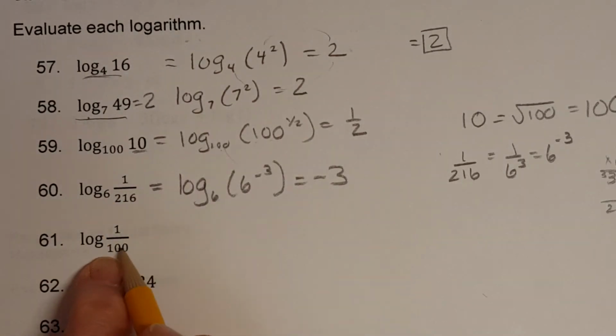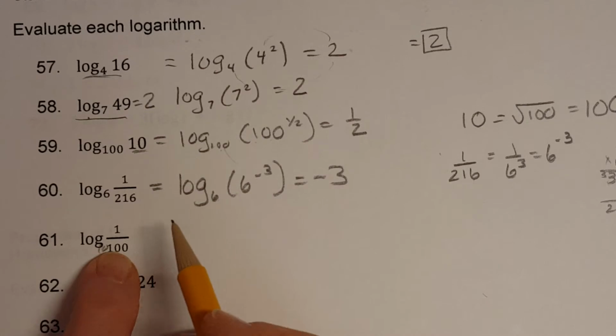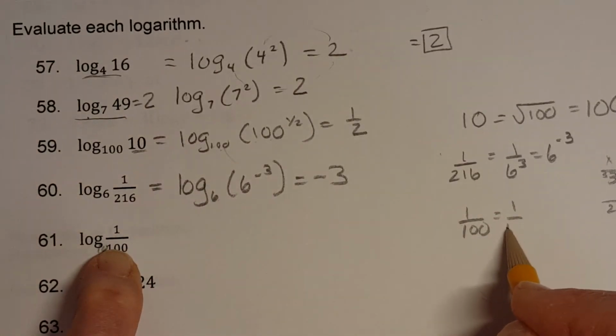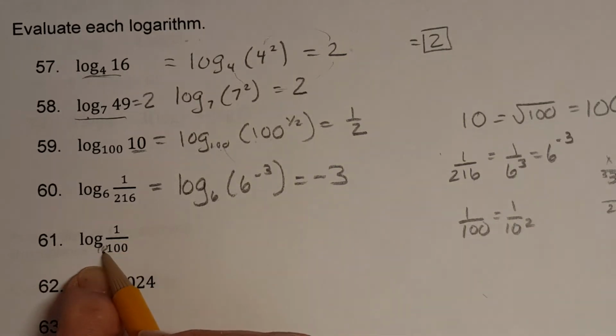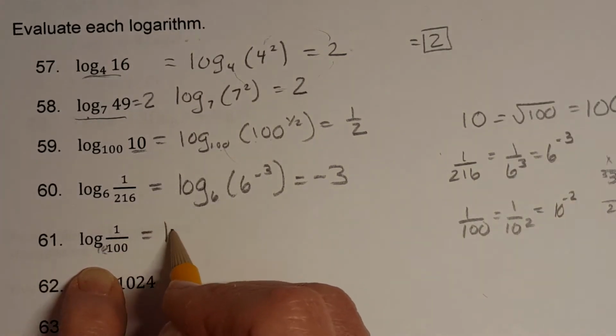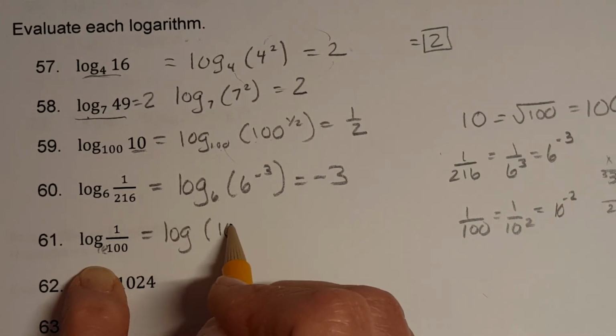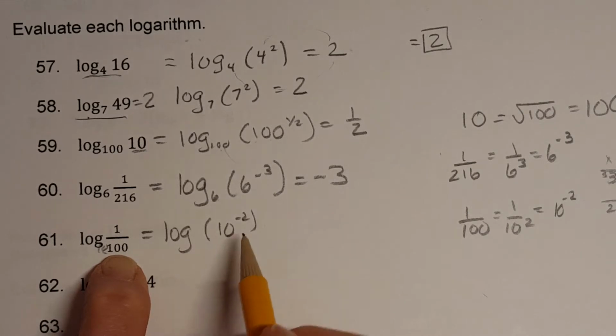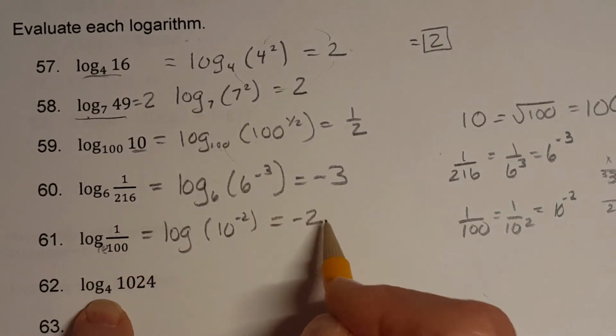Next one, 1 over 100, and this is a base 10, right? So I'm going to say 1 over 100 is equal to 1 over 10 squared, because I'm looking for a base 10, and that equals 10 to the minus 2. So this is the same as log of 10 to the minus 2, because 1 over 100 is 10 to the minus 2, and so this is going to equal negative 2.